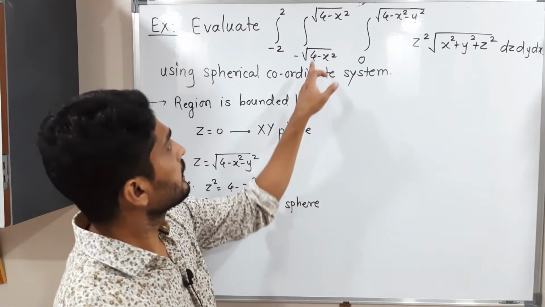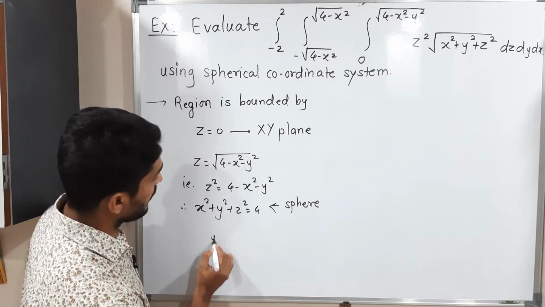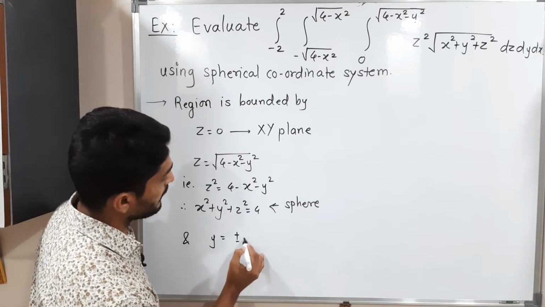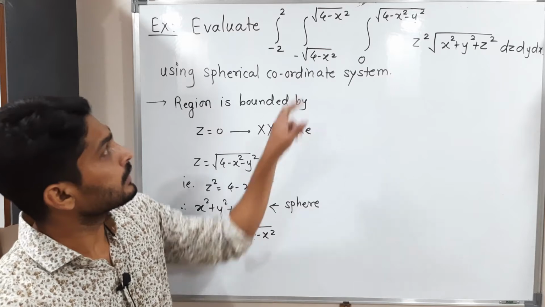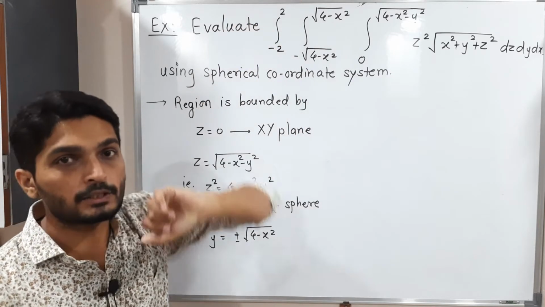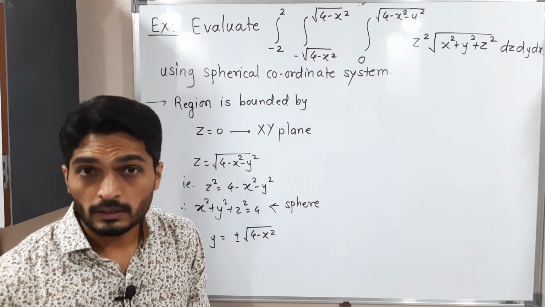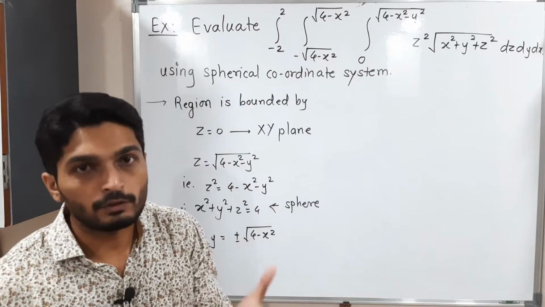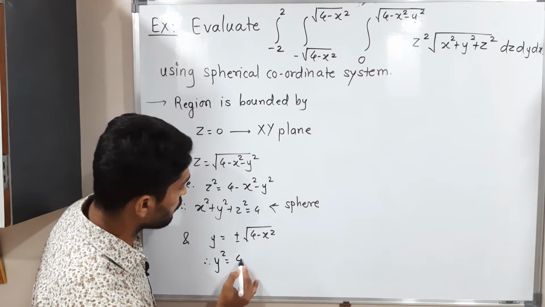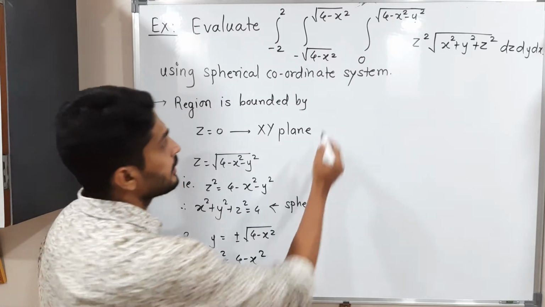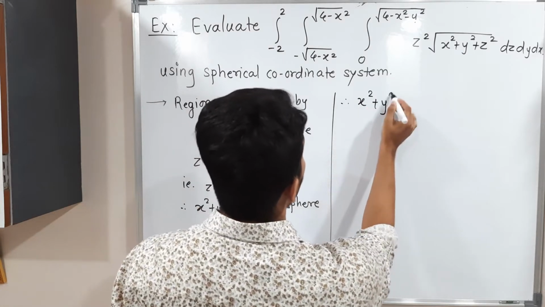Next we have the limits of y. The limits of y are y is equal to plus minus root of 4 minus x square. I wrote plus minus because there is plus for the upper limit and minus for the lower limit. To remove the square root, again I will take the square of both sides. When you take the square, plus or minus doesn't matter, you will always have a positive value. So y square is equal to 4 minus x square, therefore x square plus y square is equal to 4.